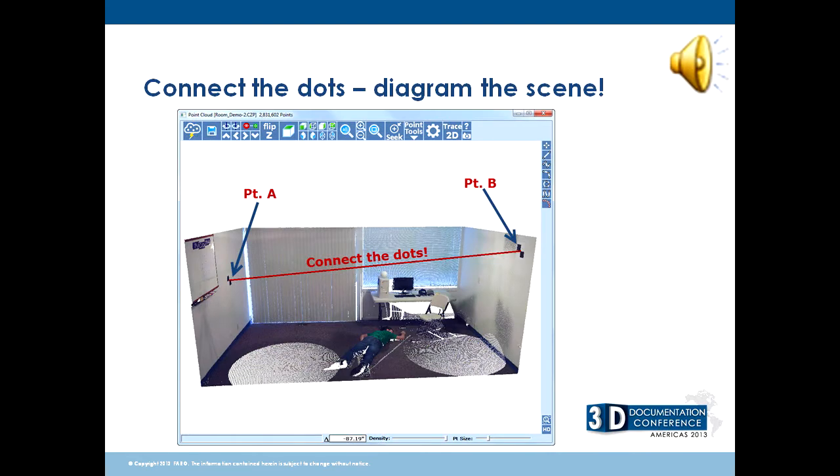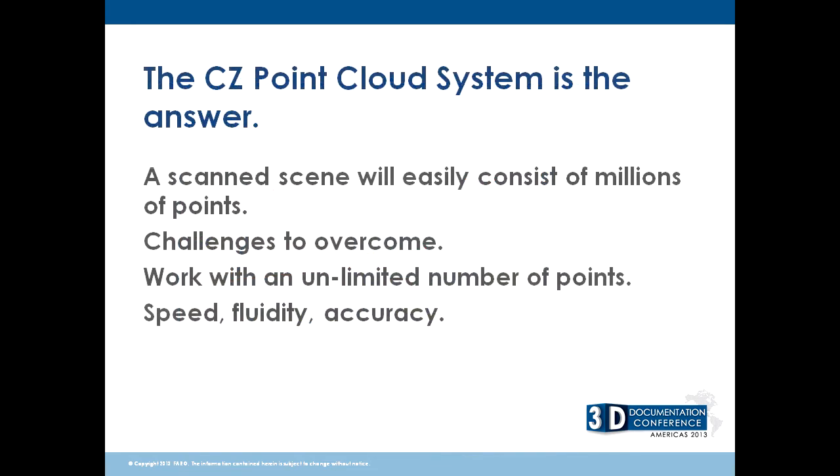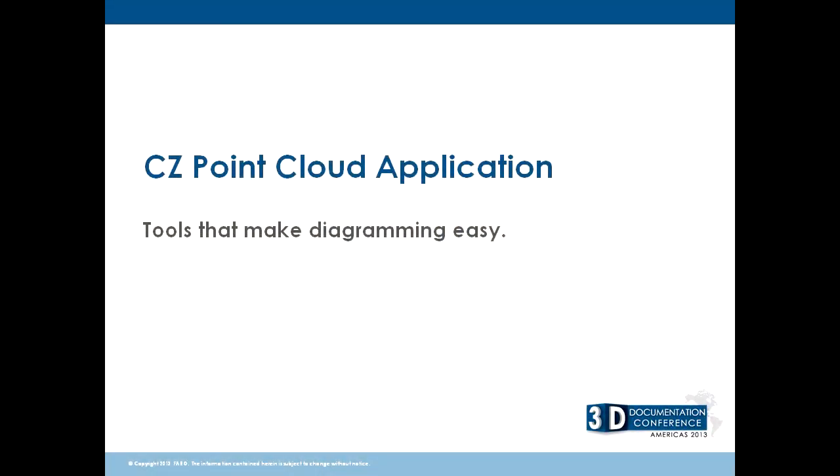So here I'm just showing we're connecting the dots. We've got our point cloud system, CZ point cloud, and that is the answer. A scanned scene can consist of millions and millions of points. So you've got challenges to overcome. How do we work with this data quickly, fluidly, and deal with an unlimited number of points on machines like this old laptop here? We want our speed, fluidity, and accuracy. So this application takes care of all that, so you can diagram.